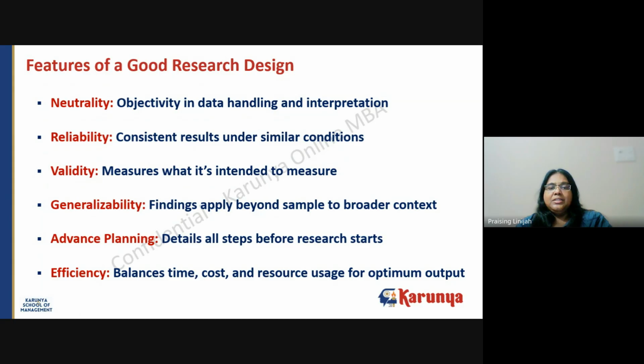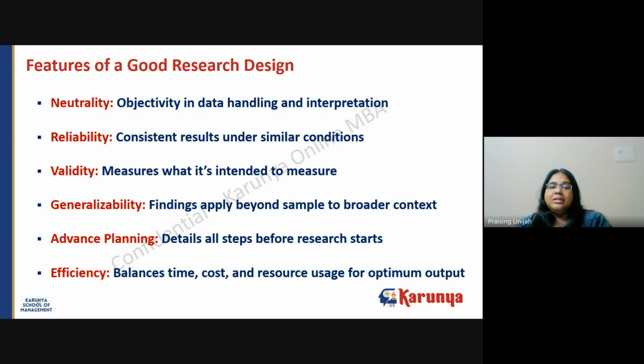And the next important feature, a good quality of a research design, is reliability. Your methods should yield consistent results if repeated under similar conditions. For example, a customer satisfaction survey should produce stable results even if you are conducting the same kind of research again and again. Even if you change the environment or change the group of audience who are going to respond, there should be stability, and the results it is yielding should be consistent. Then we can call that methodology or that particular research design reliable.